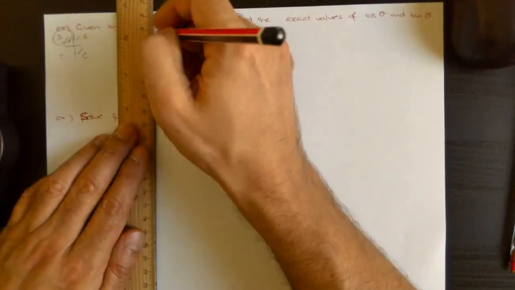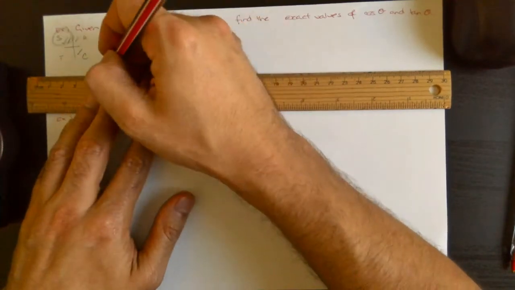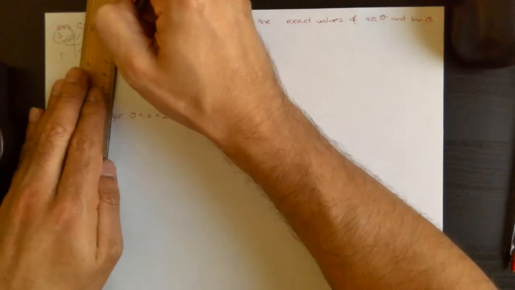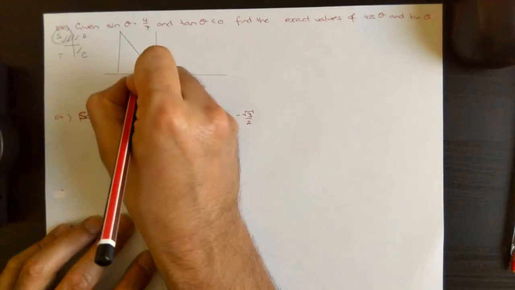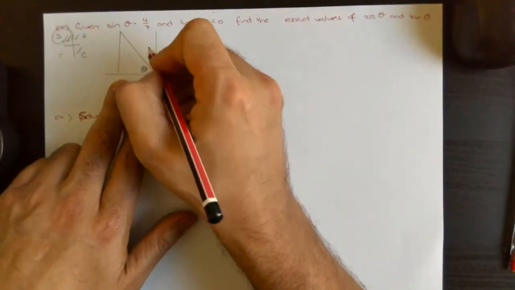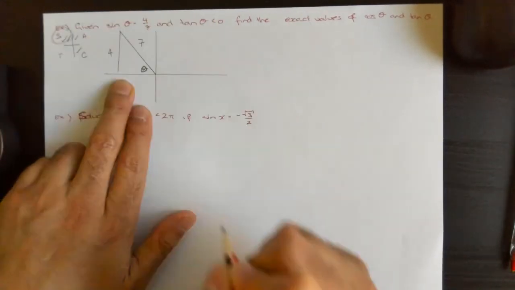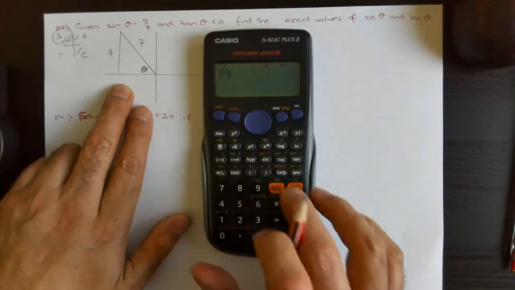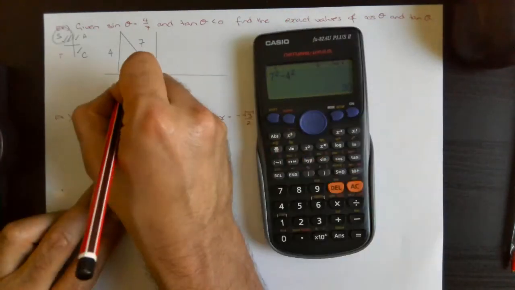Okay, so I draw my triangle. This is x or theta. It says it is 4 over 7. So this is sine, so it's opposite over hypotenuse. Using Pythagoras, I've got 7 squared minus 4 squared gives me square root 33.